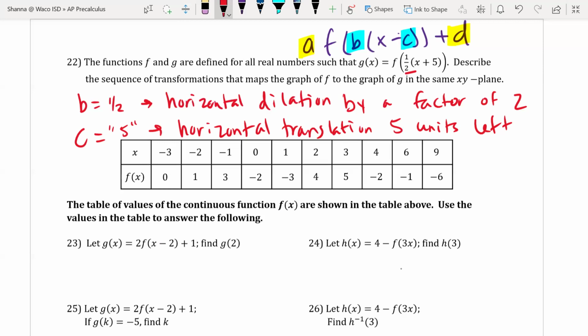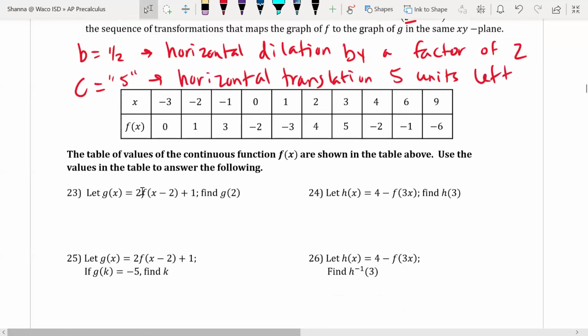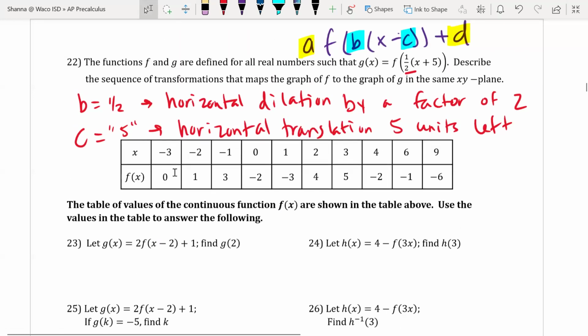All right. On the next part, I'm going to go quickly, but you're given a table to evaluate from. Your f of x is the table. Your g of x is the transformation of that table. Does that make sense? So this says g of x equals 2 times f of x minus 2 plus 1.